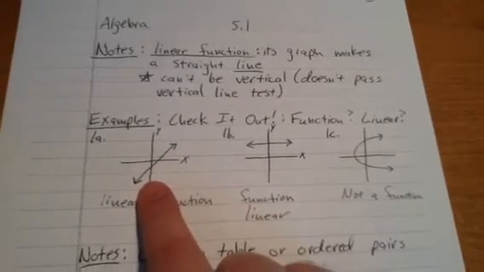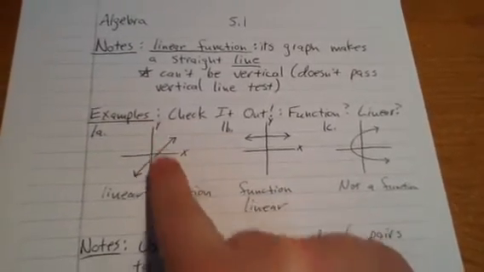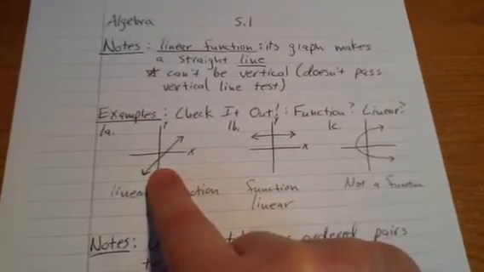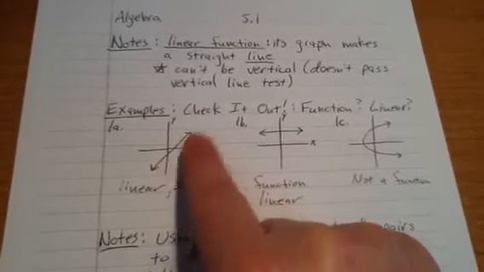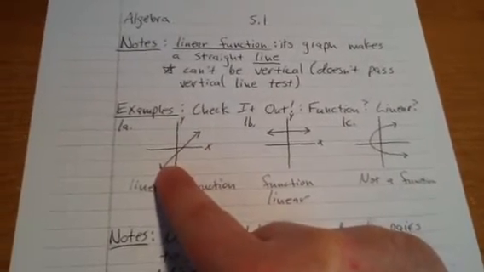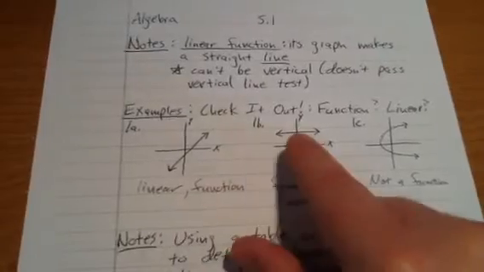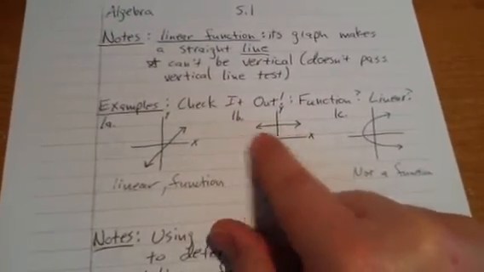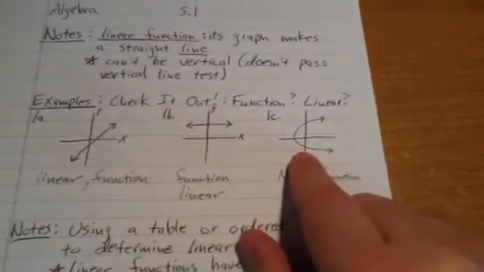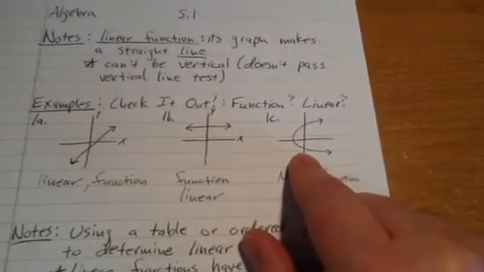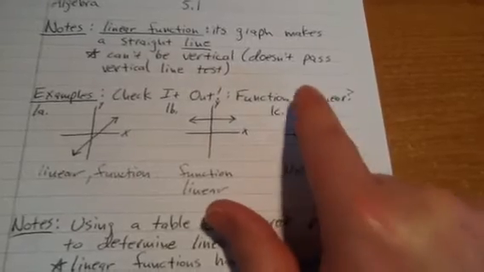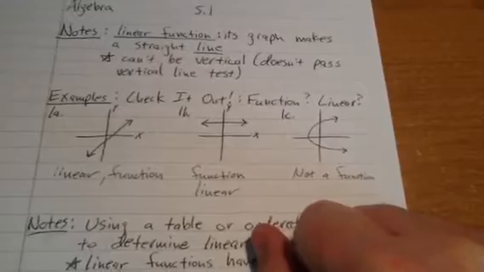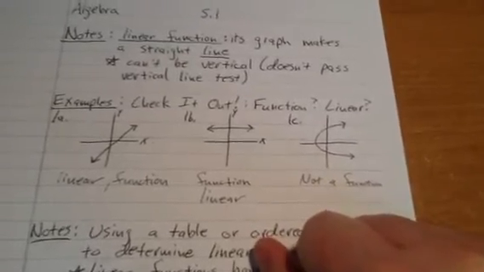Alright, so, is it a function? Is it linear? First of all, it passes the vertical line test. I can only draw a line going through one point, so it is a function, and it makes a straight line. Granted, my line isn't perfectly straight. I didn't do a very good job there. I should use a straight edge, but that is a linear function. Again, 1b, it does pass the vertical line test, so it's a function, and it makes a straight line, so it's linear. 1c, it does not pass the vertical line test, so it's not a function. Notice if I draw a straight line down, it would cross at two spots. So it is not a function, and it's also not linear. Okay?